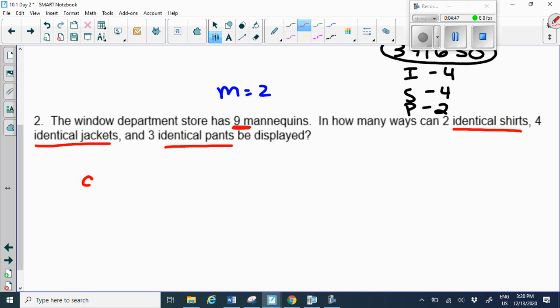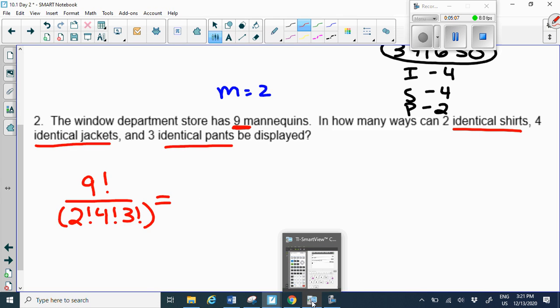So using my distinguishable permutations, I'm going to have 2 factorial, then I'm going to have 4 factorial, and 3 factorial. Once again, go ahead and plug this into your calculator just to make sure that you know how to use the calculator to do factorial. So pause the video to do that. Okay, let's see what you got here.